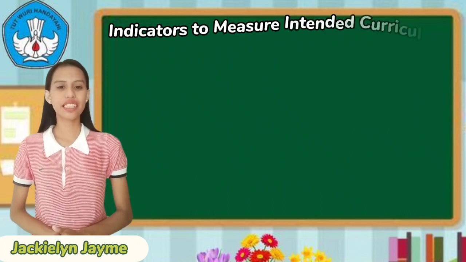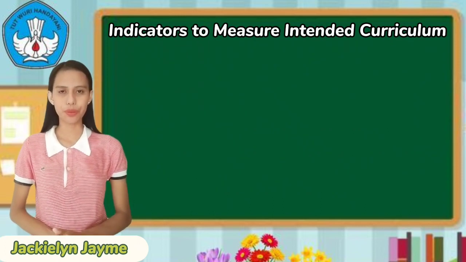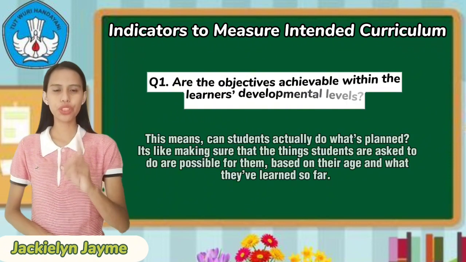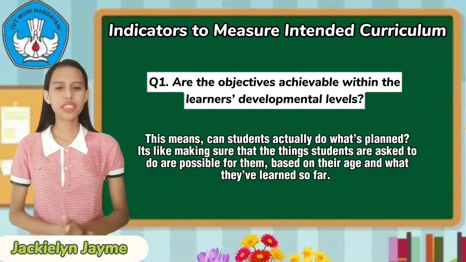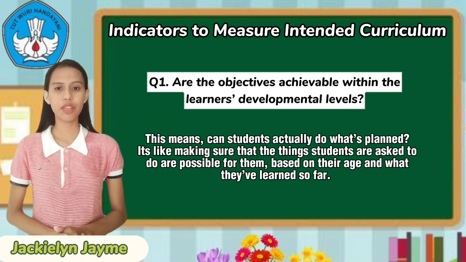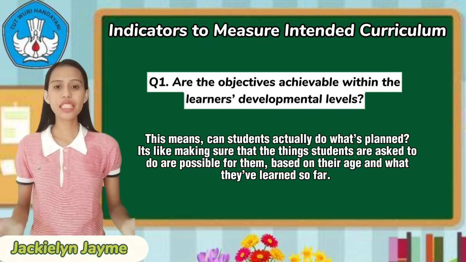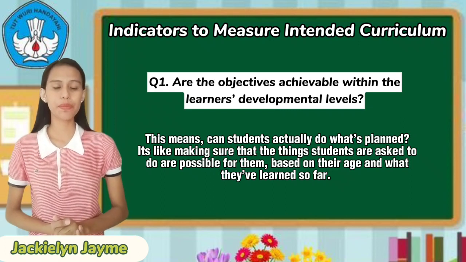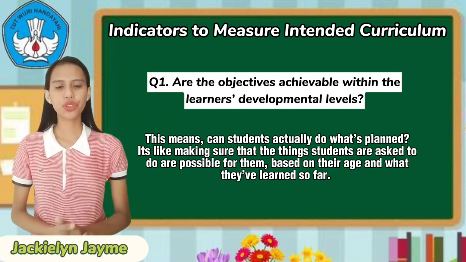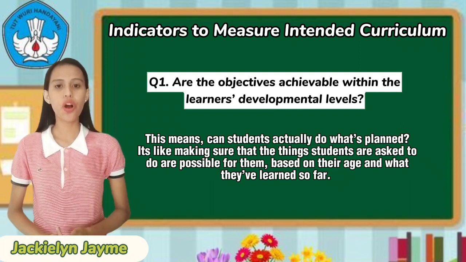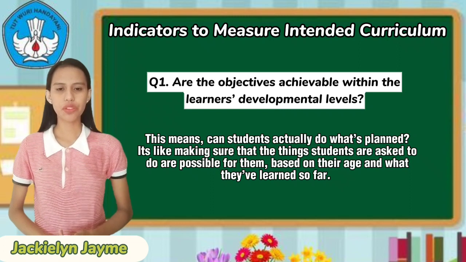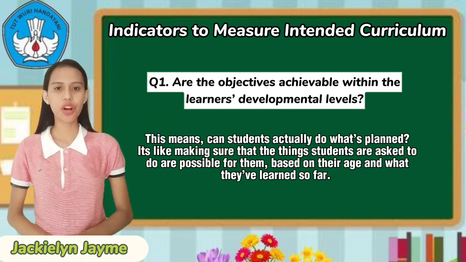Now, here are the indicators to measure the intended curriculum. It starts with question number 1. Are the objectives achievable within the learner's developmental levels? So this means, can students actually do what's planned? It's like making sure that the things students are asked to do are possible for them, based on their age and what they've learned so far.